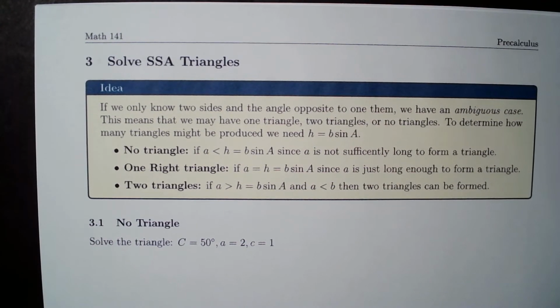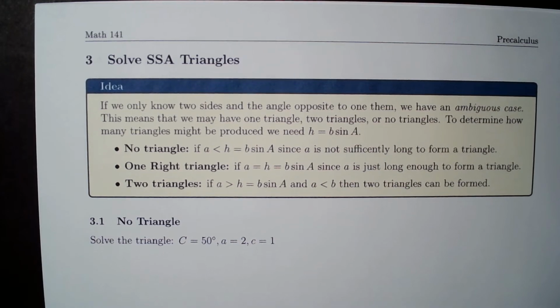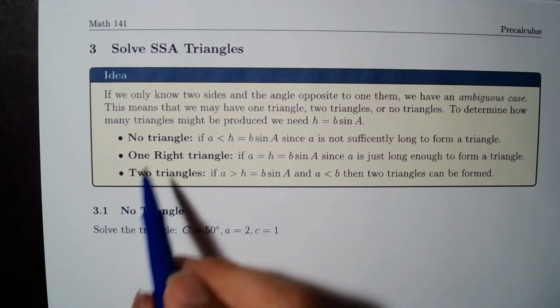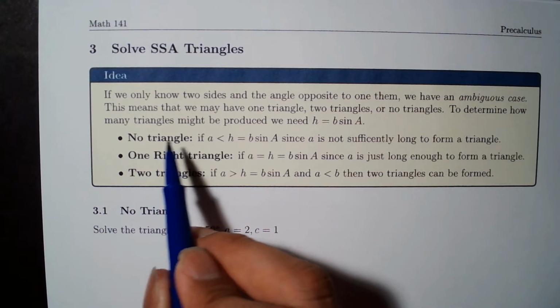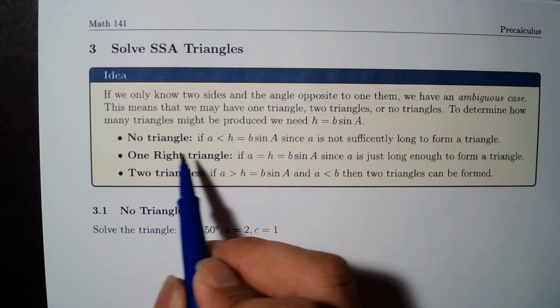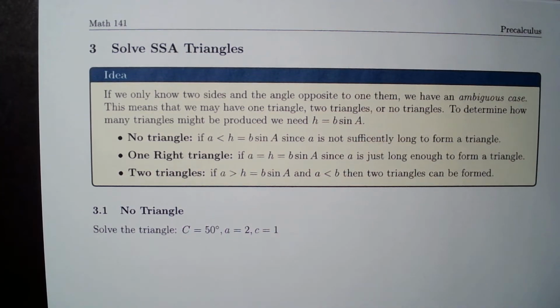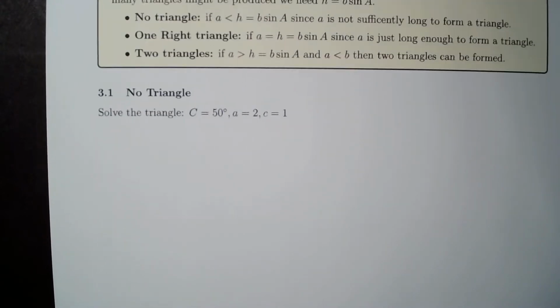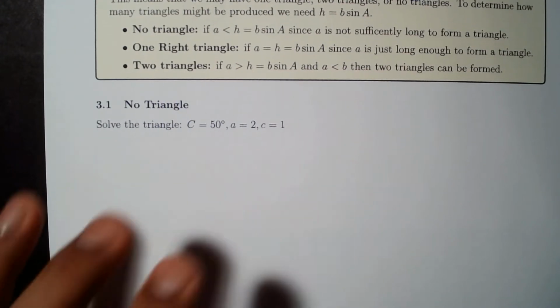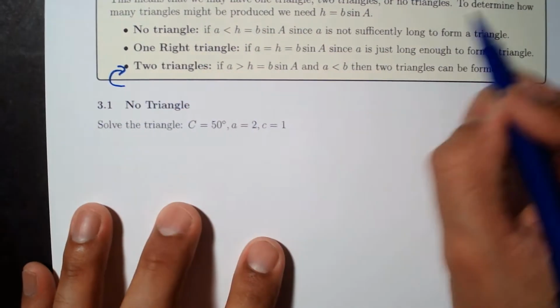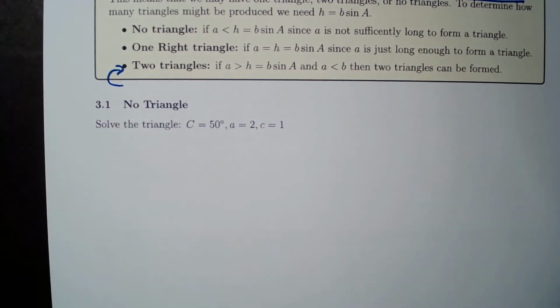Alright, so for SSA angles, that is side-side-angle, we're going to have pretty much three different situations. In one situation, given the data, we're not going to have a triangle at all. In another, only one triangle will be in the picture. In the third situation, we have two triangles. This is also called the ambiguous case.